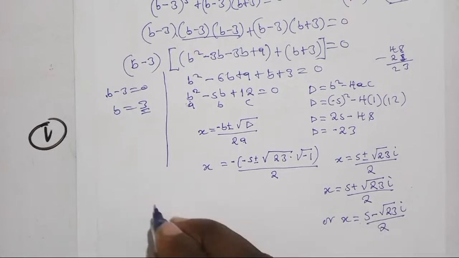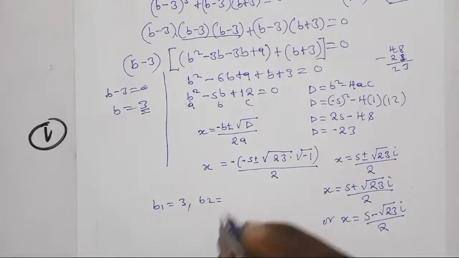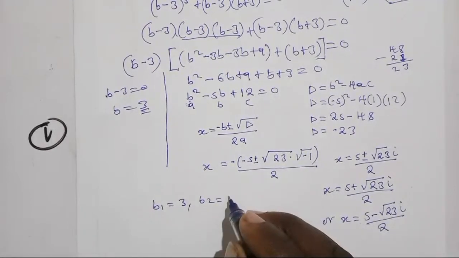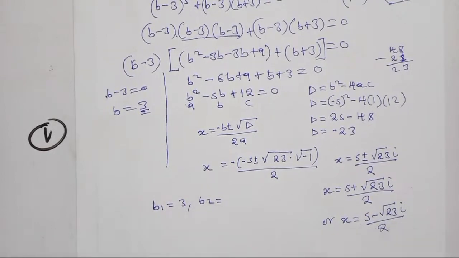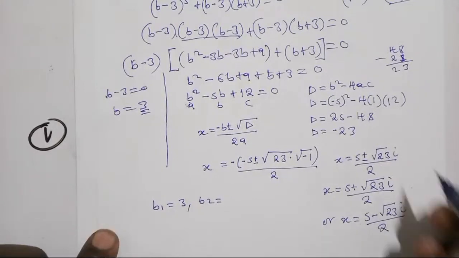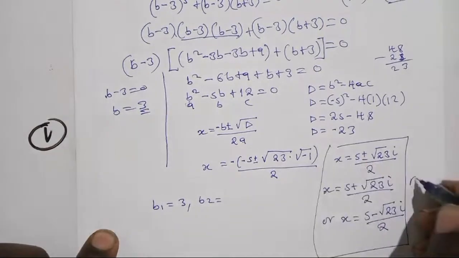So we are going to see b1 is equal to 3, b2 is equal to, so these answers here have got a negative, so these are rejected.